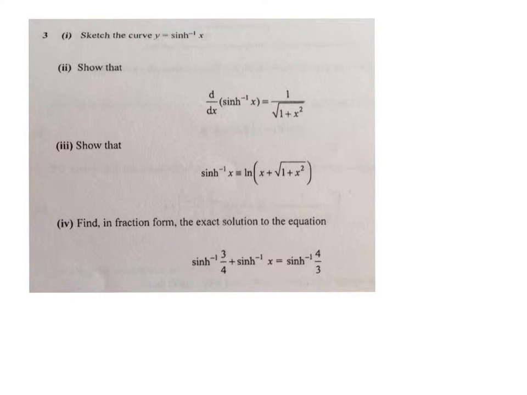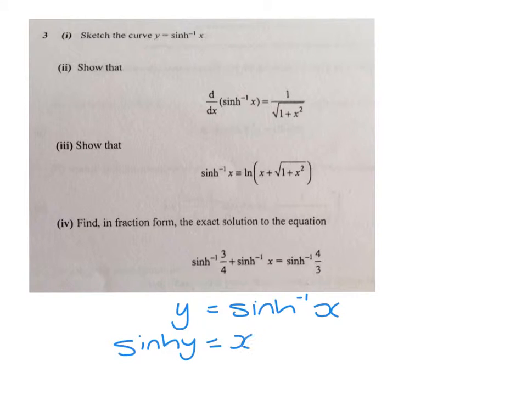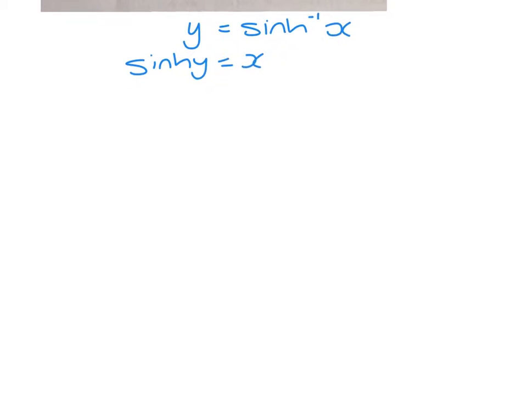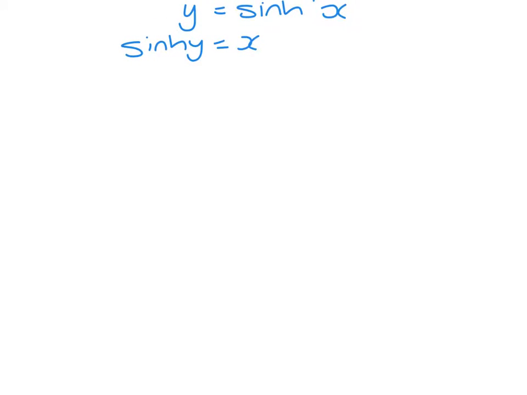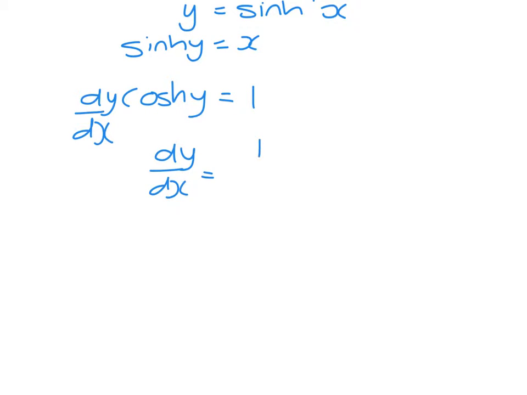Part 2, we're going to let y equal the inverse sinh of x. So the sinh of y equals x. Whenever we differentiate sinh y, we get cosh y, but we've got to remember to multiply by dy/dx. And whenever we differentiate x, we get 1. So dy/dx equals 1 over cosh y.